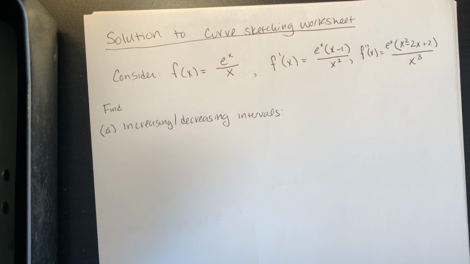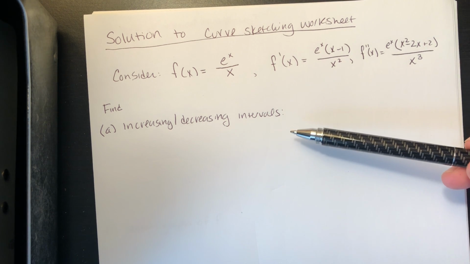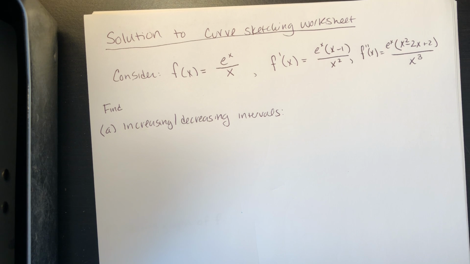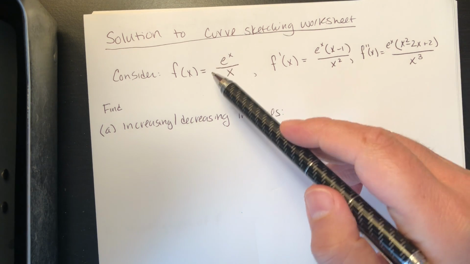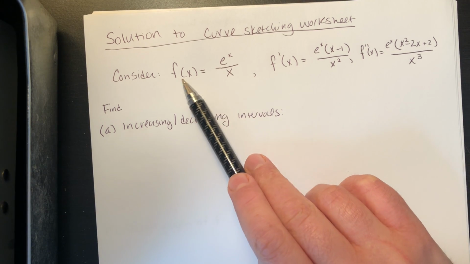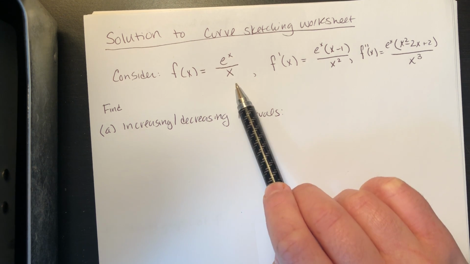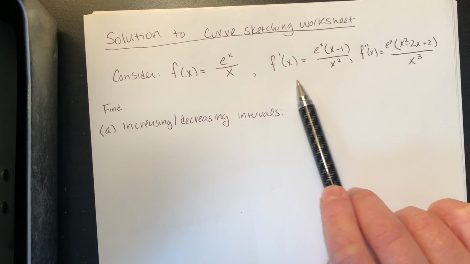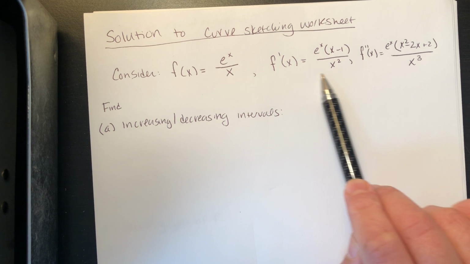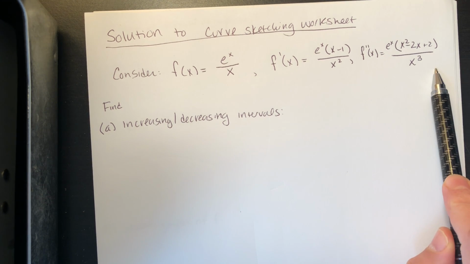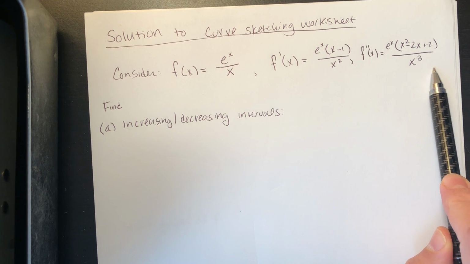In this video, I'm going to go over the solutions to the curve sketching worksheet. In this worksheet, all you really had to do is try and follow the various different steps that we've already learned in order to sketch a curve of this function here, f of x equals e to the x over x. And I went ahead and told you already that the first derivative is this function here, and the second derivative is this function here, which should save you a little bit of time.